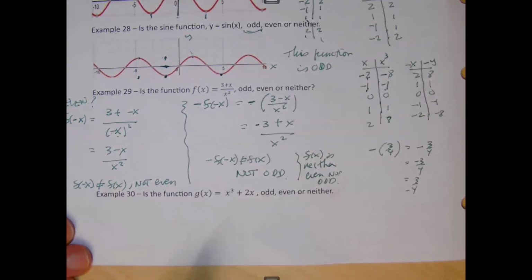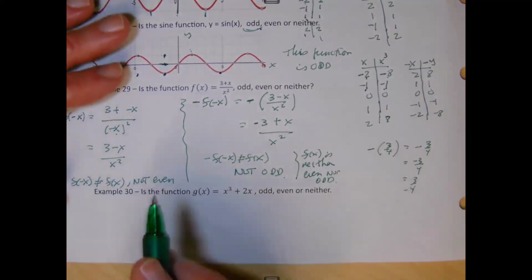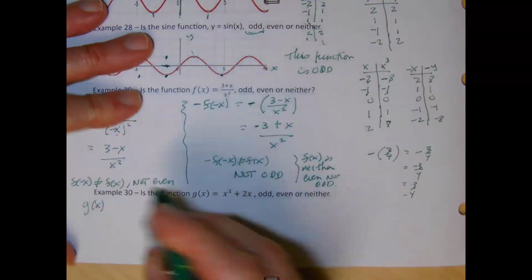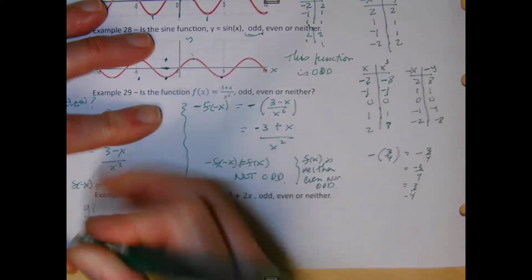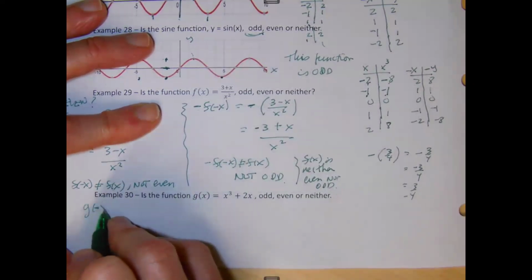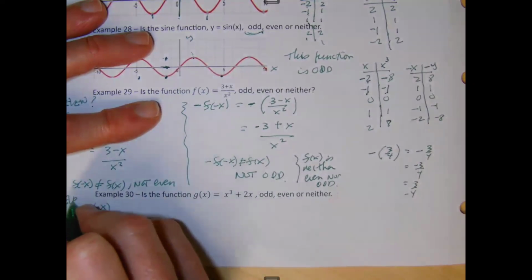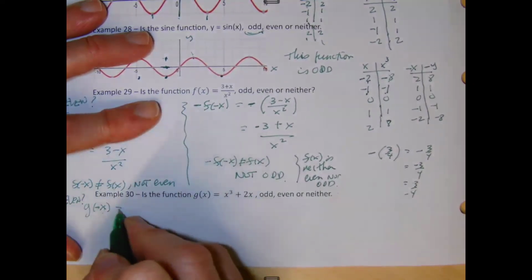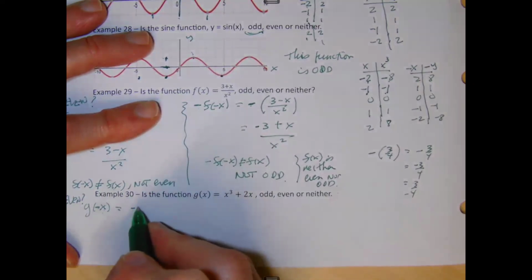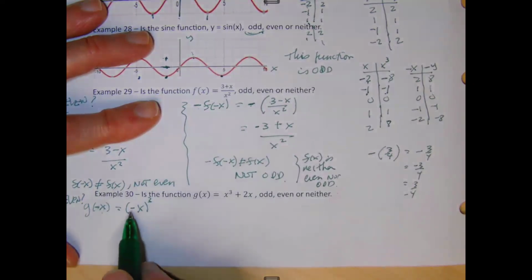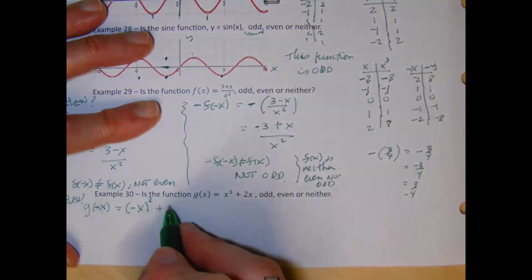Let's look at another one here. Is the function g of x odd, even, or neither? So let's give this a whirl. So g of x. Okay, so I'm going to again leave it alone for the sake of space. So I'm going to first see if it's even. So I enter negative x cubed plus 2 times negative x.